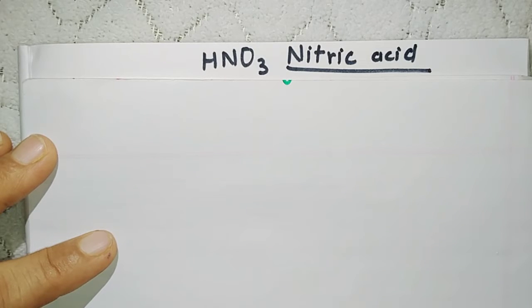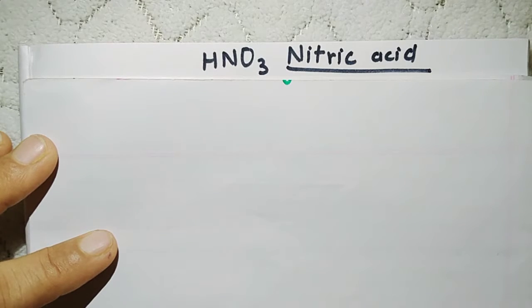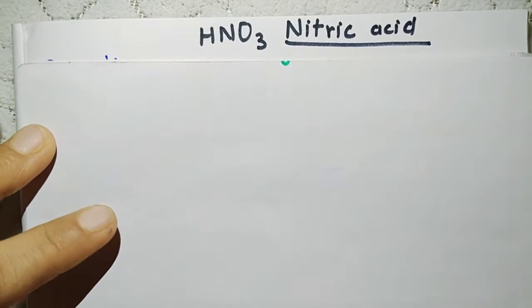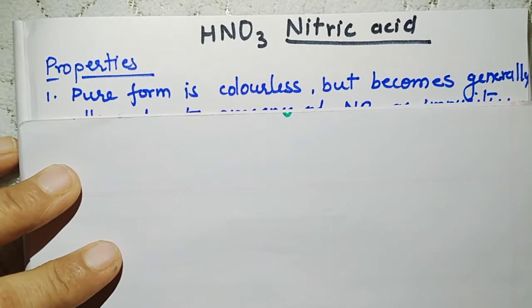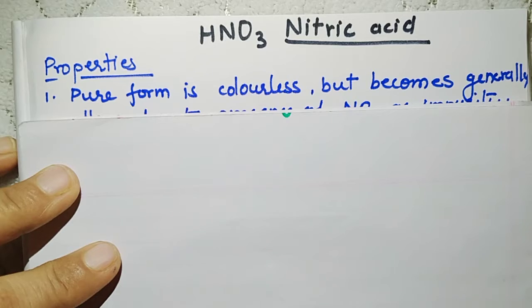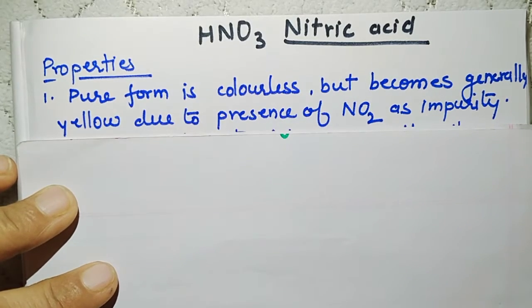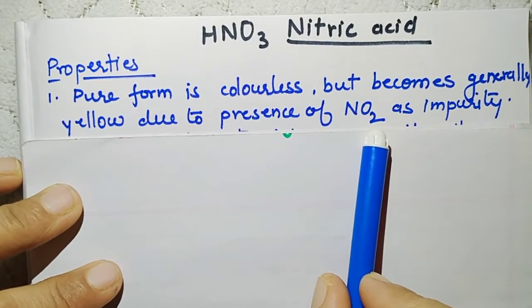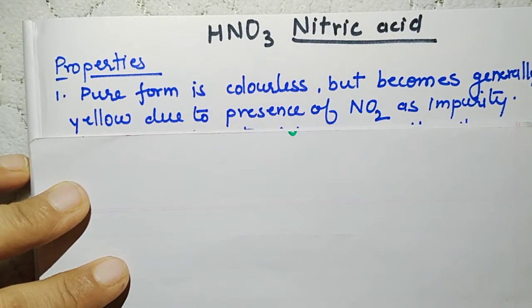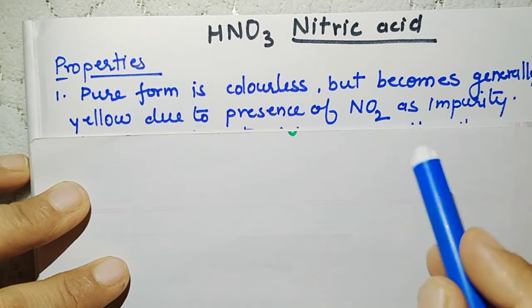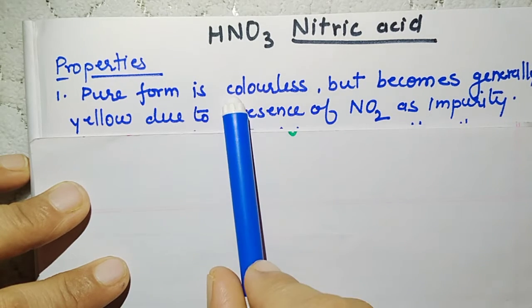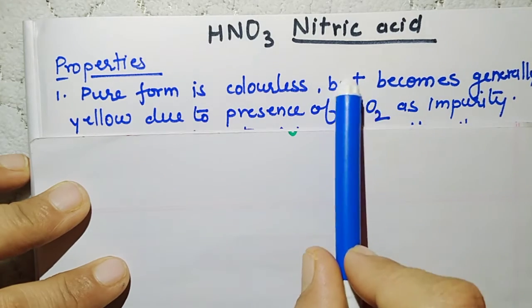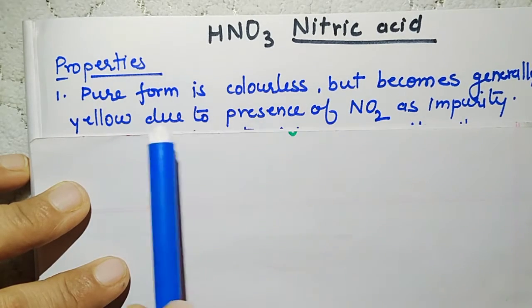Formula is HNO3. It is also a very important part of the nitrogen family of P block elements. Its properties make it very important. The properties are basically: pure nitric acid is colorless, but generally it becomes light yellow in color due to the presence of nitrogen dioxide. This nitrogen dioxide is formed by oxidation, and it is present in HNO3 as an impurity. This NO2 is the reason for its change in color.